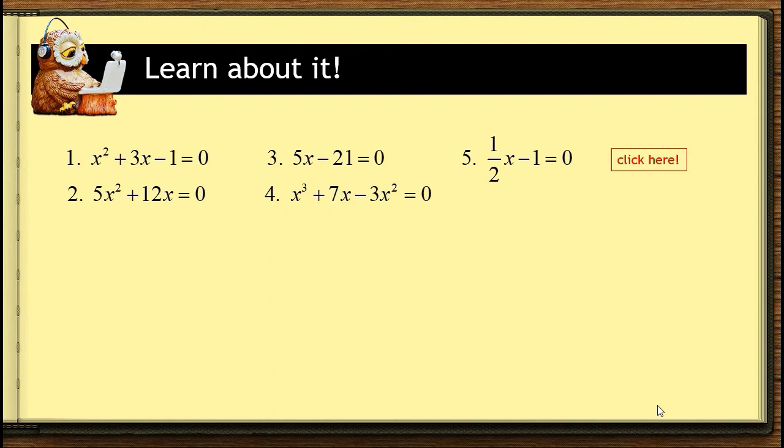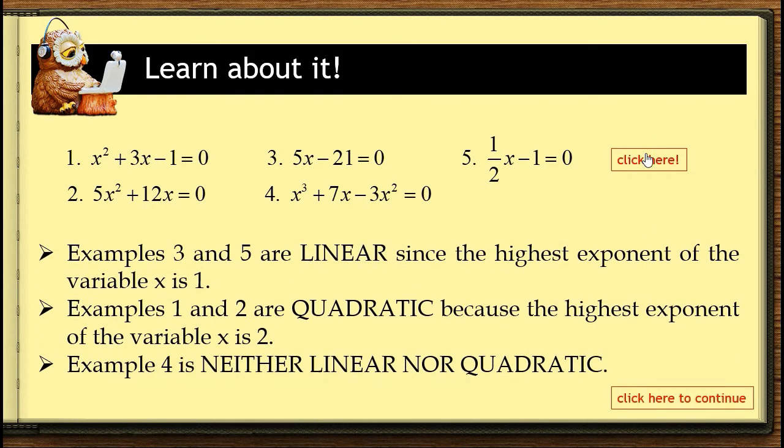Let us try to identify which of the following equations are linear and which are quadratic. Okay. So, examples 3 and 5 are linear since the highest exponent of the variable x is 1. Examples 1 and 2 are quadratic because the highest exponent of the variable x is 2. Example 4 is neither linear nor quadratic. As we can see, the highest exponent here is not 2 because x cubed has an exponent of 3.